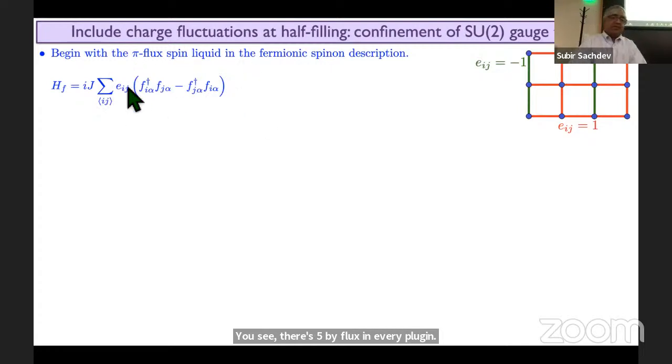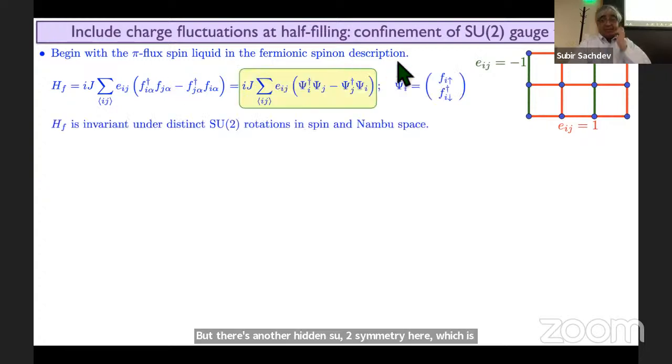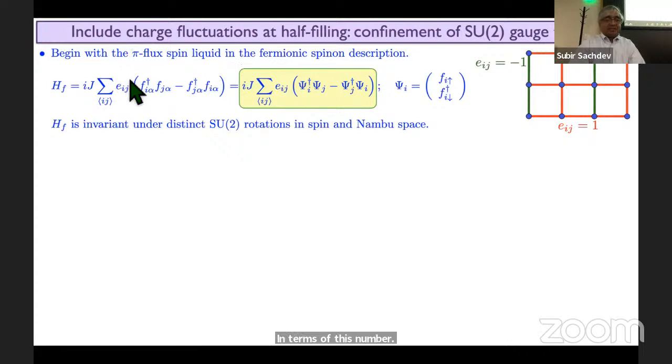So in this way of writing down the pi-flux phase, it's obvious that it has SU(2) spin rotation invariance. But there's another hidden SU(2) symmetry here, which is completely different, which is the SU(2) gauge symmetry. And that becomes apparent when you write it in terms of this Nambu spinor of f up and f dagger down. And then in this particular gauge, you can see that this is what it is. It just has seemingly the same form, but of course the indices are now in the particle-hole space, whereas here they were in the spin space, and these are equal. And I do urge you to check it, and this i plays an important role in making these equal.